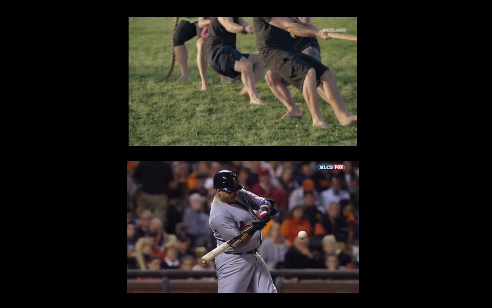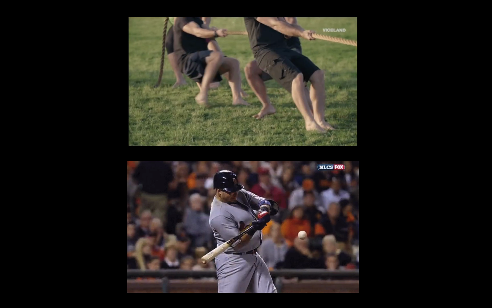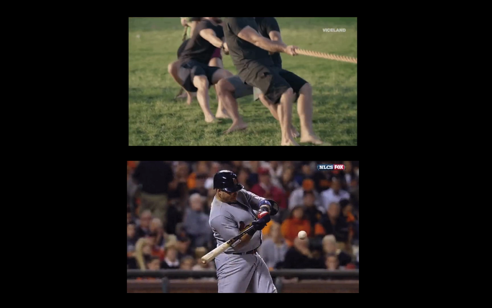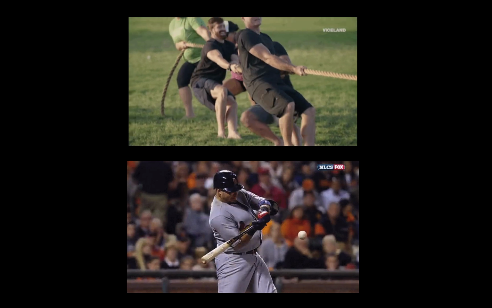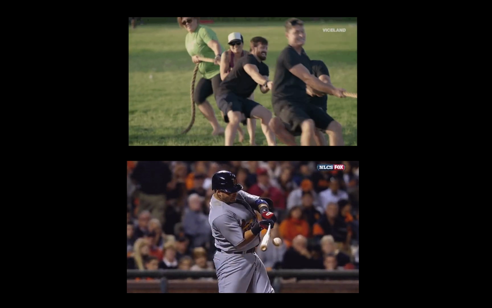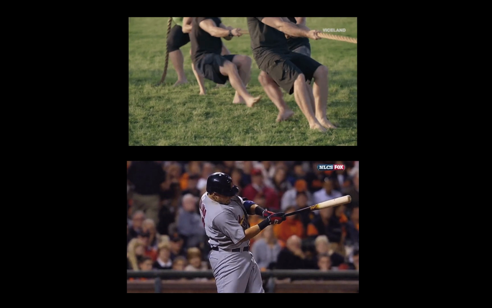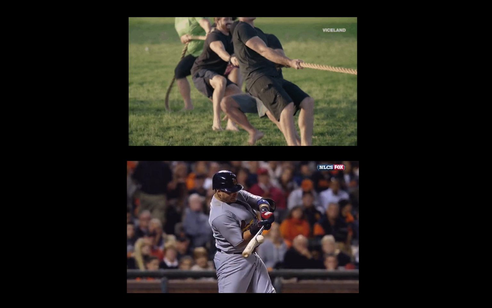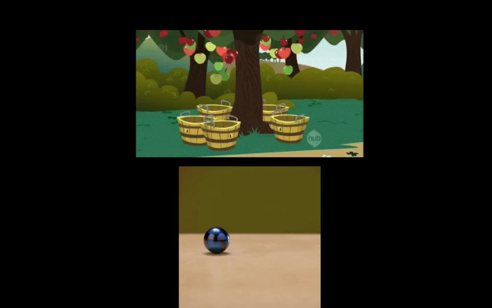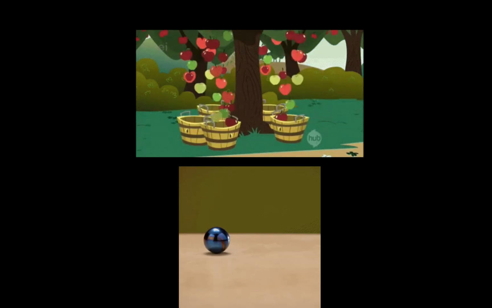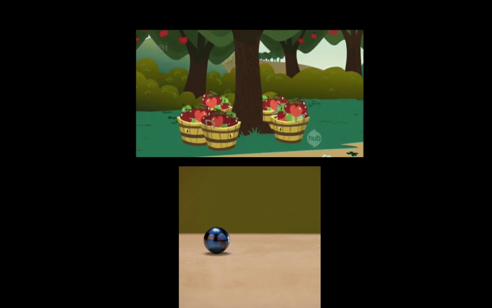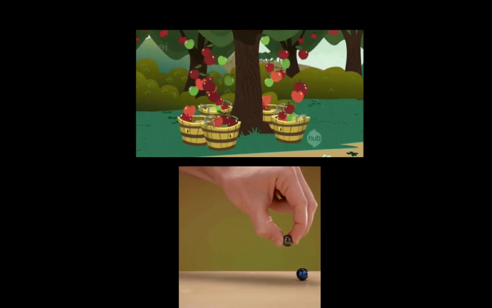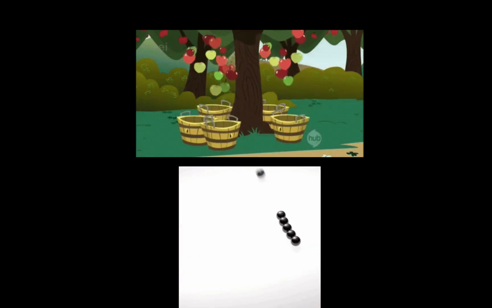So forces can be either touching forces, as in here, we see people pulling on the rope, their hands are connected to the ropes, so that's called a touching force. Same thing with this animation or video on the bottom. The bat hits the ball, so it touches the ball, so it's a touching force. But there are also non-touching forces. So one of them would be something called gravity. You see the apples falling. Another example would be magnetic force, which you see on the bottom.